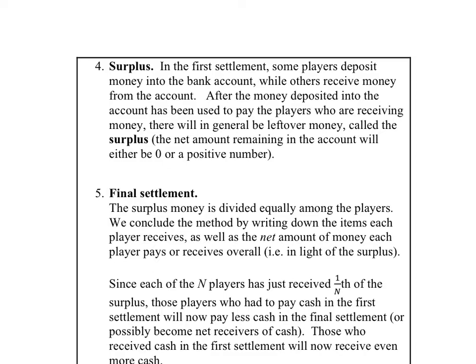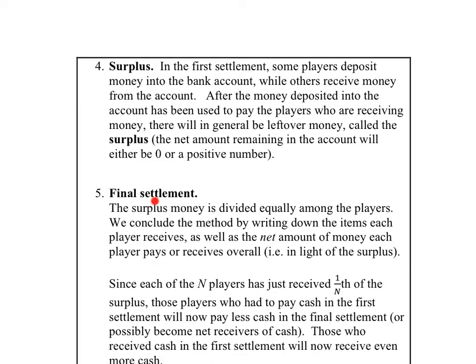Next, we compute the surplus. In the first settlement, some players were putting money into the bank account, others were receiving money from the bank account. After all the deposited money, all the money paid in, has been used to pay those who need to receive cash, there will typically be leftover money. And that's called the surplus. Right, so this is the net amount remaining, which is guaranteed, if you've done the method correctly, to be either 0 or a positive number. If you come out with a negative surplus, you know you made a mistake.